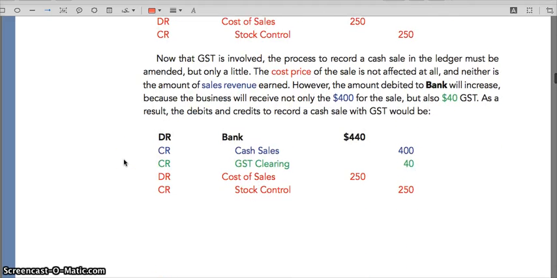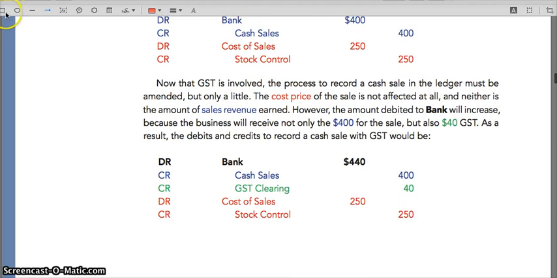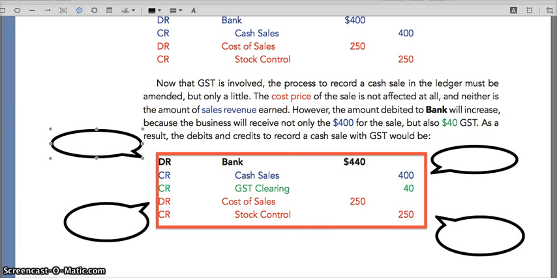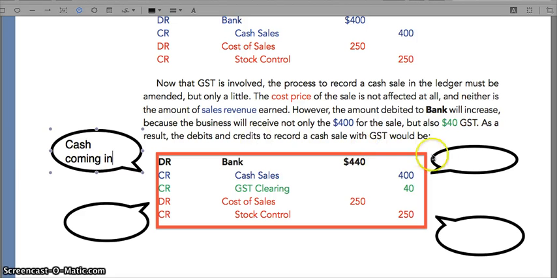And this is basically how we do it here. Okay, so this is the area that we're looking at here. So essentially we've now got 5 transactions. So we've got the transaction with the bank, so the cash coming in. Then we've got the cash sale, which is essentially the revenue.